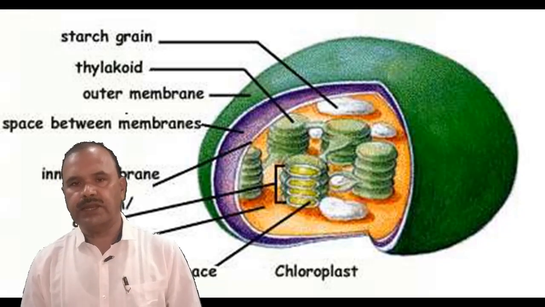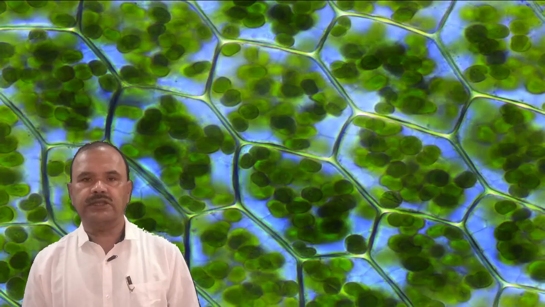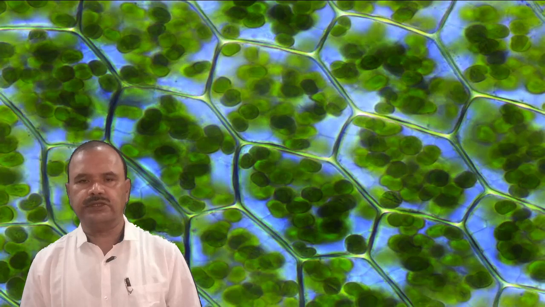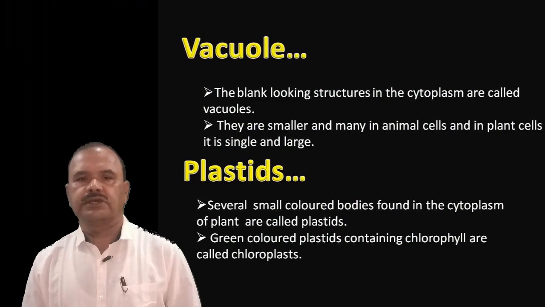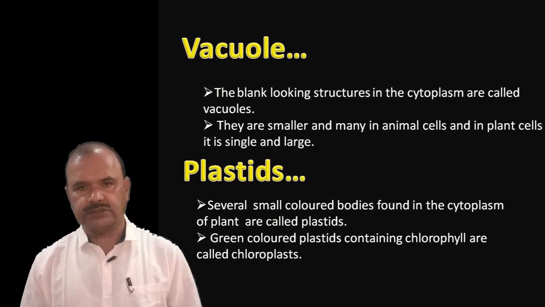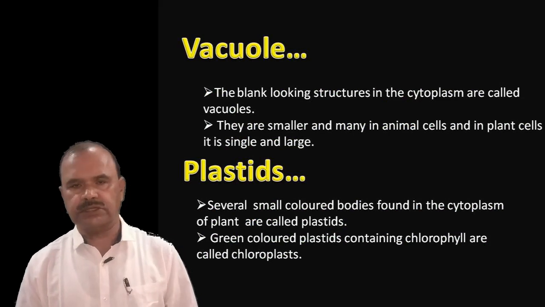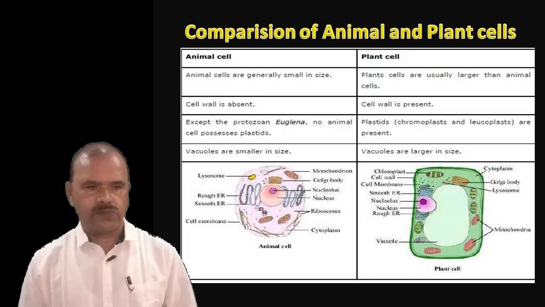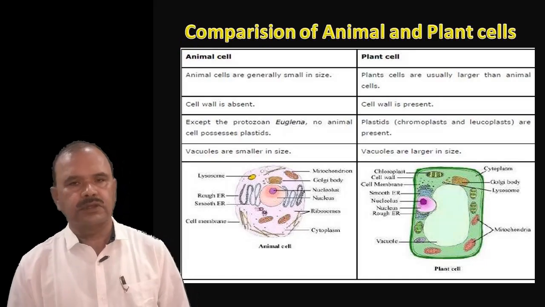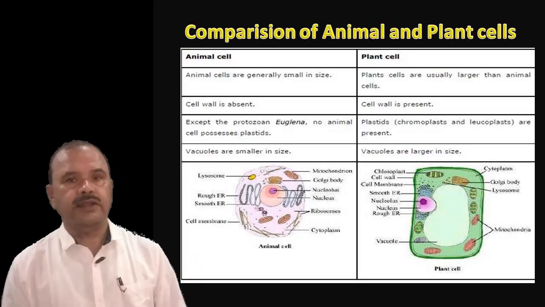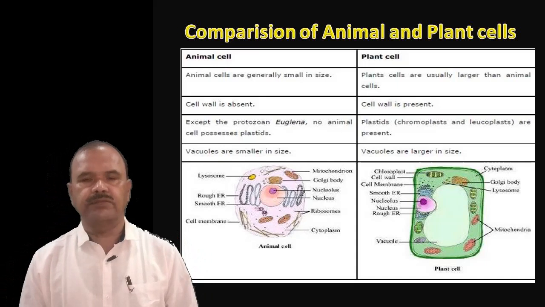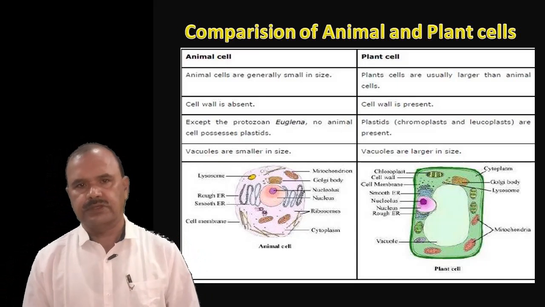Finally come to the plastids. In the plant cells some additional colored smaller components are seen under the microscope, and they are called plastids. Most of the colored pigments are in the chloroplast, which contains a green color pigment. Now come to the comparison between animal and plant cells.